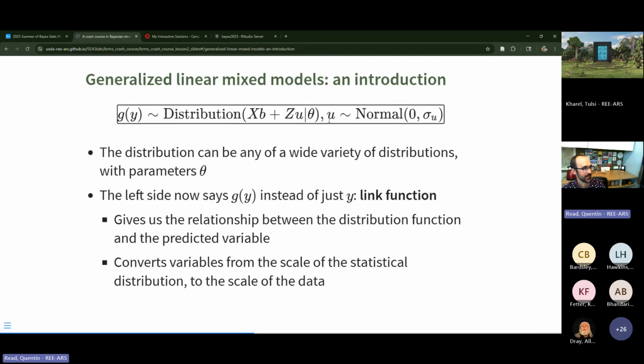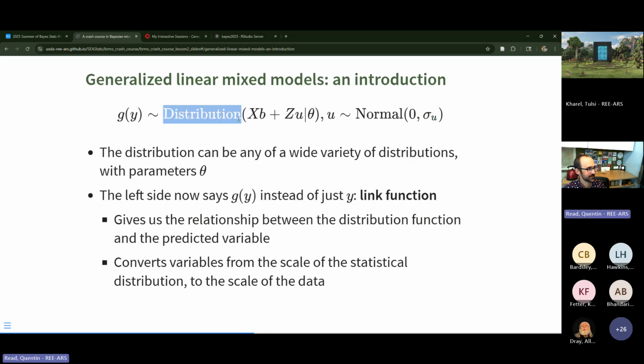Oh, and by the way, note that random effects are still normally distributed. Pretty much nobody messes with that assumption. Even if we say the data distribution doesn't have to be normal, most people just stick with normally distributed random effects. We're not going to mess with that assumption here, even though it can be done.